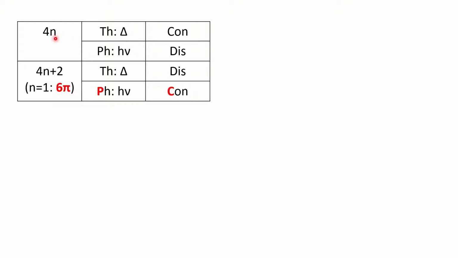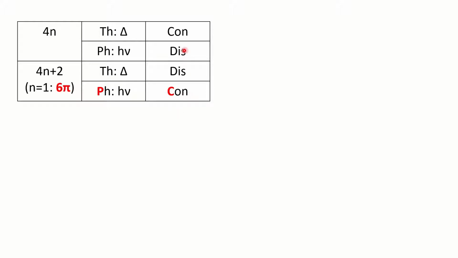As you can notice here, for a 4n system under thermal condition, the conrotatory ring closure or ring opening will occur. Under photochemical condition, it is disrotatory for a 4n system. For a 4n plus 2 pi system under thermal condition, it is disrotatory. Photochemically, for 4n plus 2, it is conrotatory.